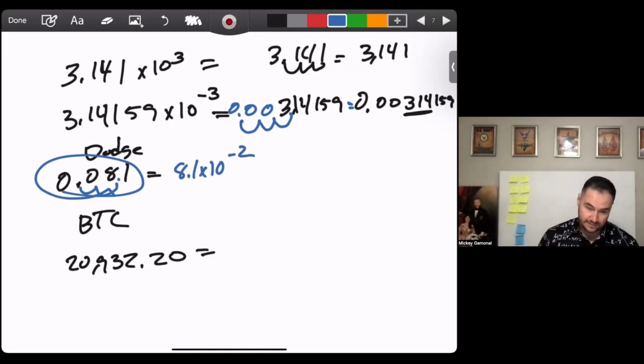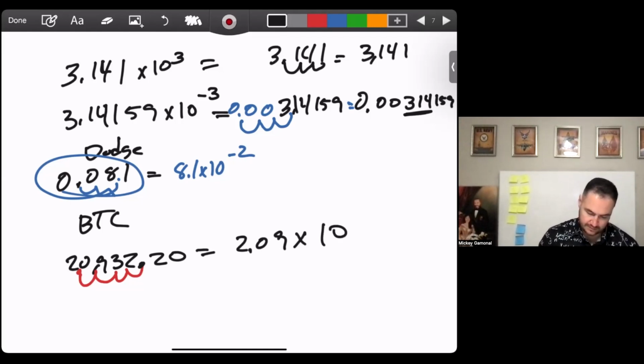Here we have a very large number. We need to move this decimal 1, 2, 3, 4 times. 1, 2, 3, 4. Yep. So 4 times here. And we find ourselves with 2.09 times 10 to the fourth, because it's a very large number, $20,000 for 1 Bitcoin.